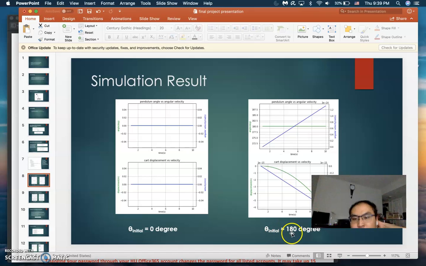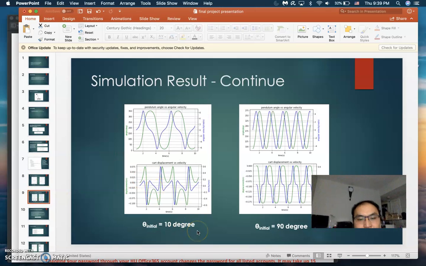When the initial angle goes to 180 degrees, which is the other equilibrium position, we should also experience no change in angular displacement and position. And we do see that, because as you can look at the scale, we have an extremely small scale. The whole thing is around 0. The reason we have this line is because of some computational error, which is negligible.